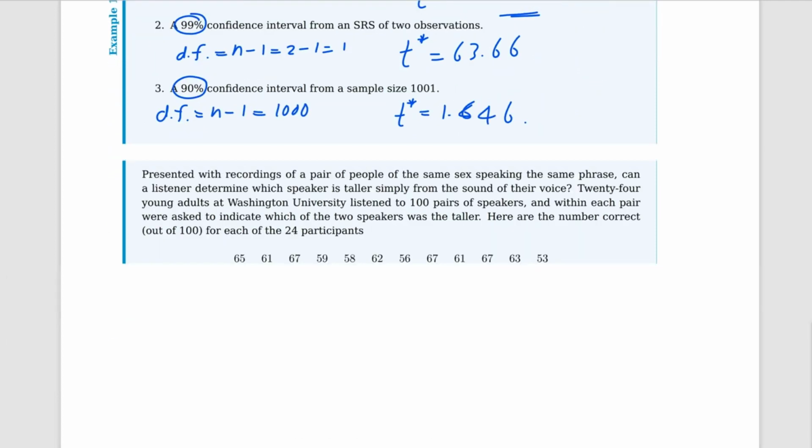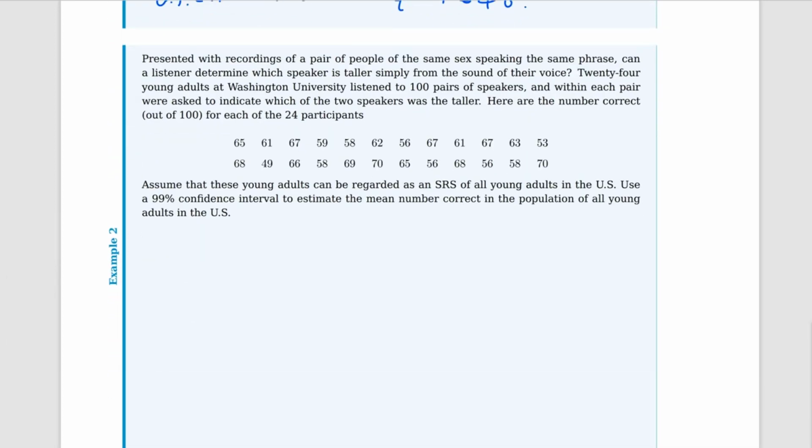Now let me explain this example. Read the example first and understand the given information. So what information do we have here? You see 24 young adults. You know how many data we have here, 24. Therefore, we can say n equals 24. Sample size is 24.